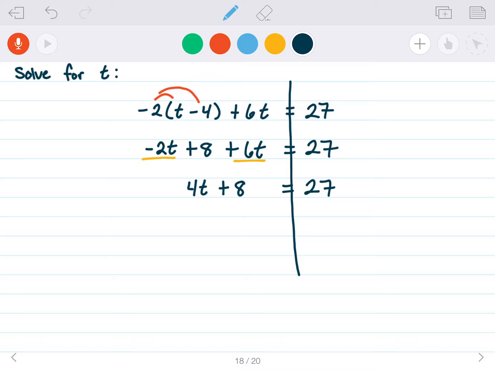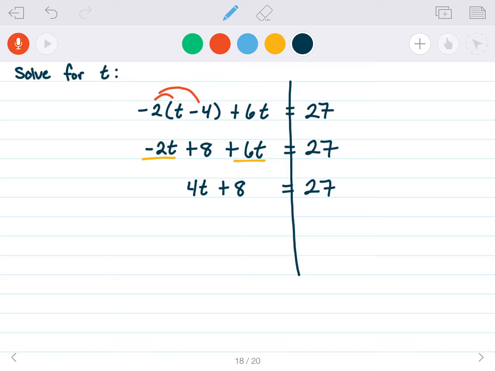So again, just to make this clear, I didn't add anything to the left side. I just made the form look different. I just cleaned it up a little bit. So I don't have to do anything to the right side quite yet. But now I'm in a good position because this looks familiar.